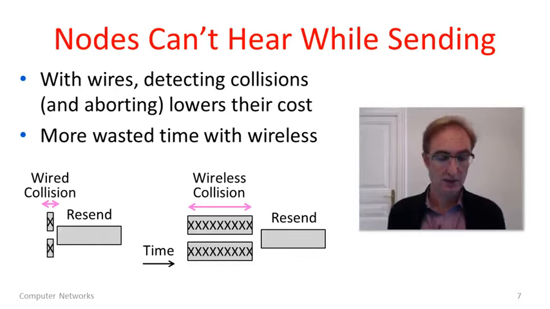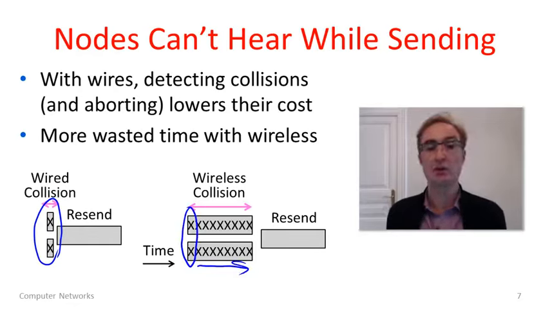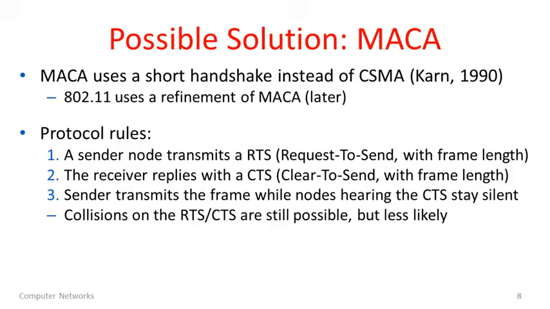With wires, we're able to detect collisions, and because of that we can abort the transmission, and this greatly lowers the cost of collisions. So you can see here the wired collision takes only a very short amount of time. It happens, everyone sees it's happening, they stop sending, then we can recover. With wireless, these two nodes are sending, but neither node can hear one another, so the collision goes on for a long time. This wastes more of the link, it's more inefficient, so that's why it's a problem. So now we need to solve these problems. We know that wireless is more complicated than wired. What can we do about it?